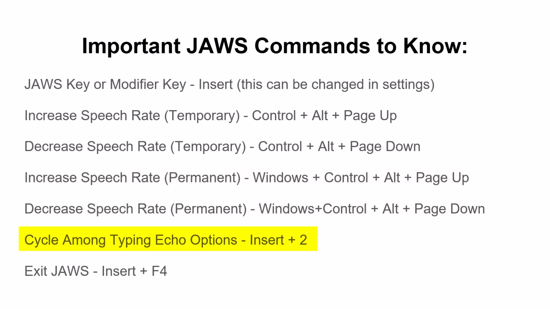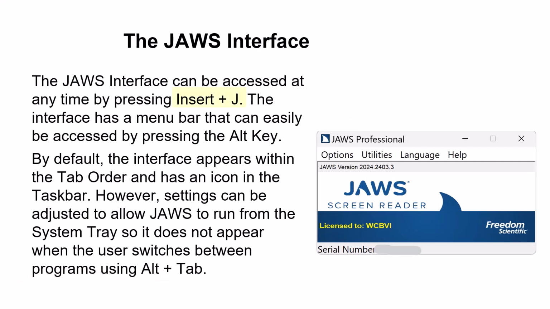Typing echo is what happens when JAWS repeats as the user types. There are 4 options. There is speak typed characters, typed words, characters and words, or none. Depending on your level of comfort and proficiency, you can choose any of these just by cycling through the options with Insert plus the number 2 on the number row. To exit JAWS, Insert plus F4. You can just, from any point, press Insert F4 to exit JAWS if for some reason you wish to do so.